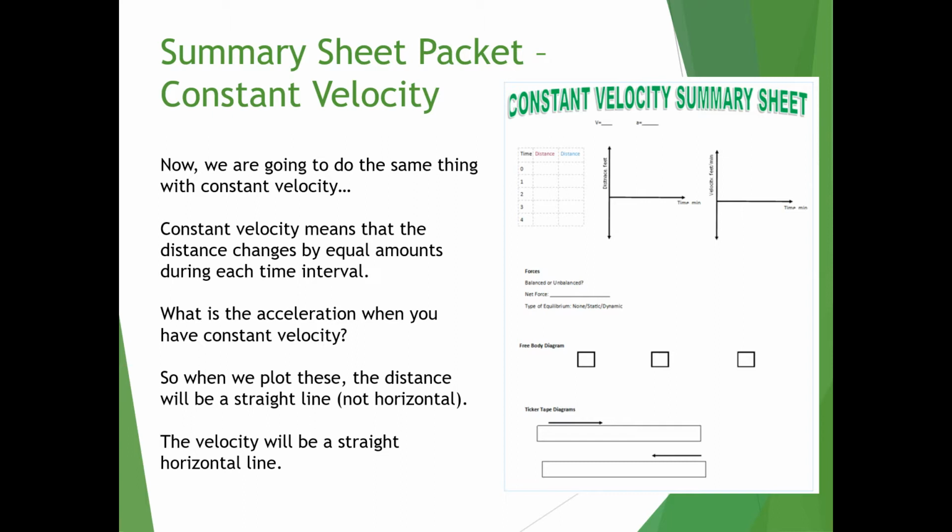So what is the acceleration when you have a constant velocity? Do you remember? So our acceleration is going to be 0. And our velocity is going to be constant. It could be any number. So when we plot these, the distance will be a straight line, but it won't be horizontal. And the velocity will be a straight horizontal line. So let's take a look at some data and go through this.